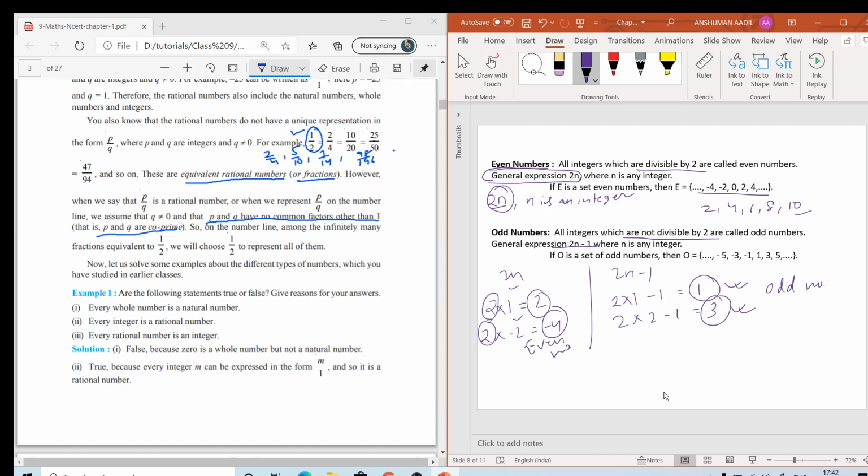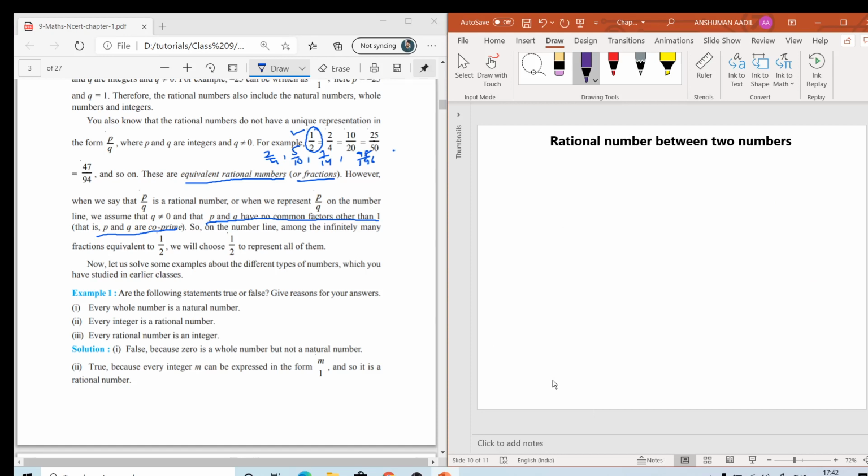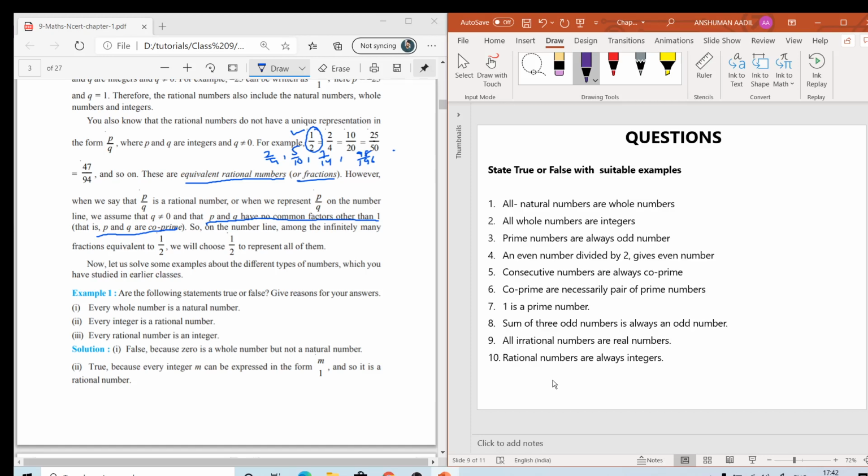So what are odd numbers and even numbers? We understood that an even number is represented by 2n and an odd number is represented by 2n minus 1. These are the basic numbers that we must remember before studying anything in mathematics. In the next class we will be reading about rational numbers between two numbers, representation of rational numbers on the number line, and representation of irrational numbers on the number line also. We will be taking it in the subsequent classes.